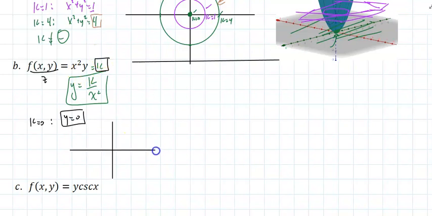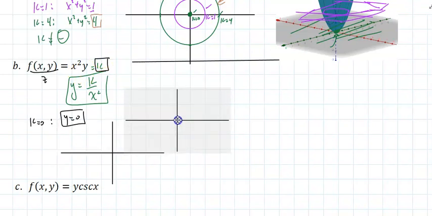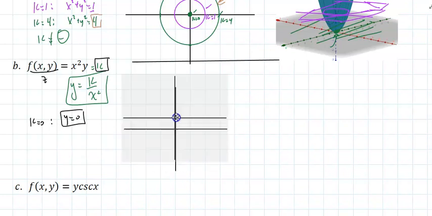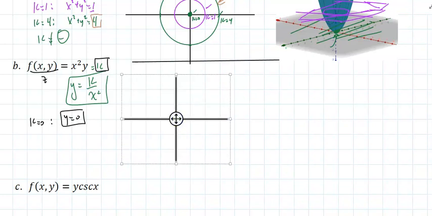Here we go. I didn't put the grid, I should have. So if I say y equals 0, this is k equals 0. How about if I let k equal 1? Doesn't that mean y equal 1 over x squared?